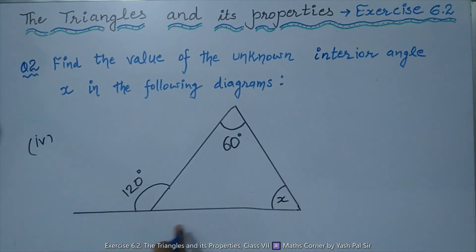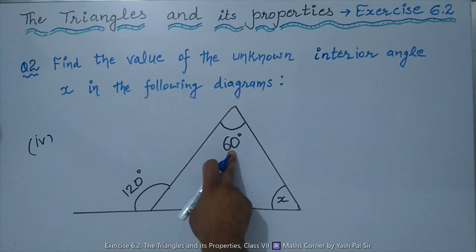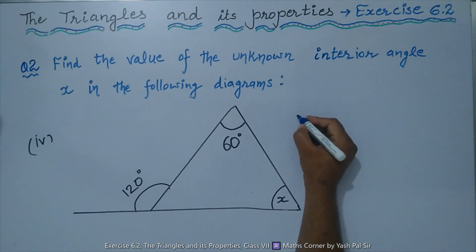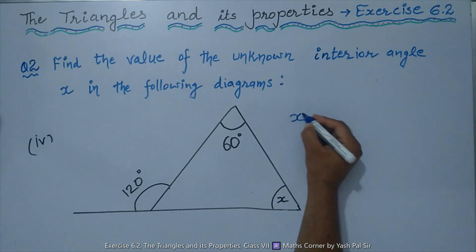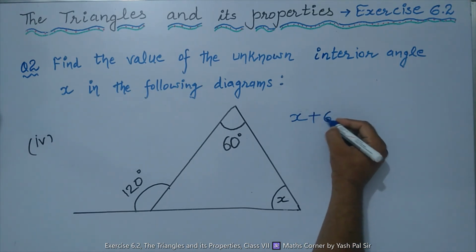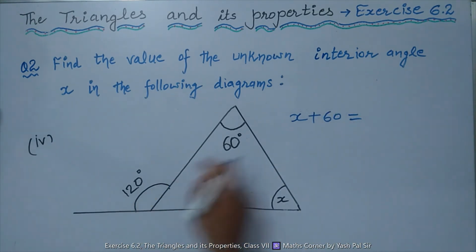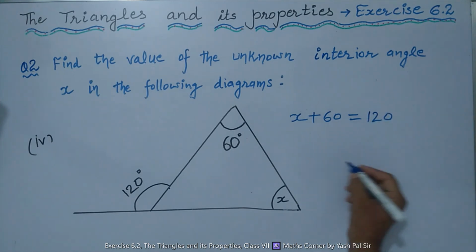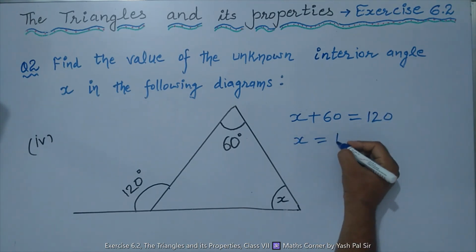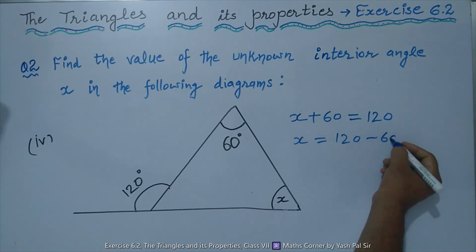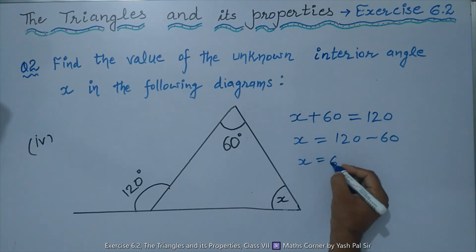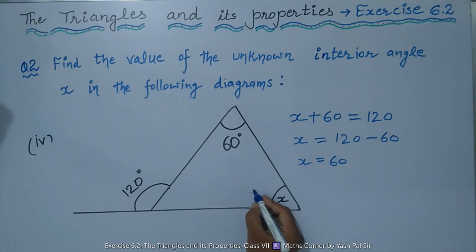Now this is our fourth part. 120 degrees is the exterior angle. What are the interior angles? The opposite interior angles are 60 degrees and x. So what is the property? The sum of opposite interior angles, x plus 60, is equal to the exterior angle 120 degrees. So x value is 120 minus 60. That means x is equal to 60. So the value of x is 60 degrees.